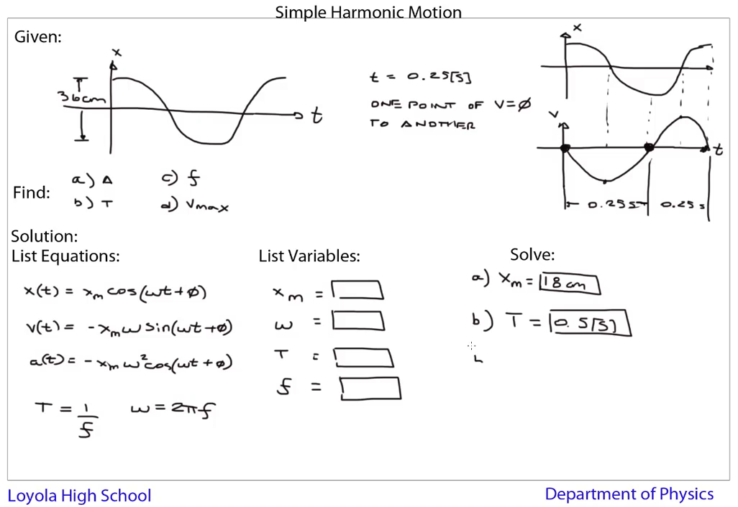The frequency therefore, part C, we can use this relationship here, 1 over T, or 1 over 0.5, which is 2 hertz, 2 cycles per second, 2 waves per second.